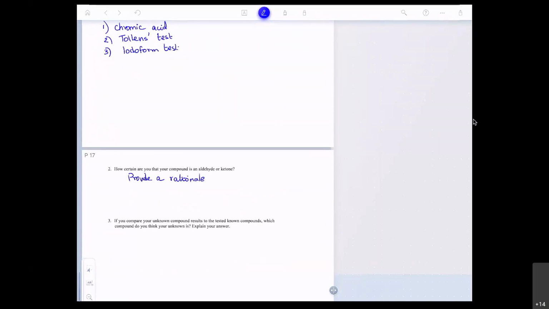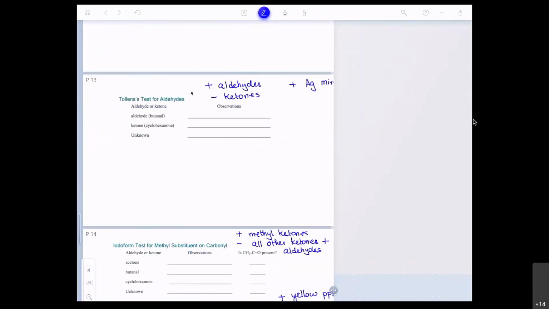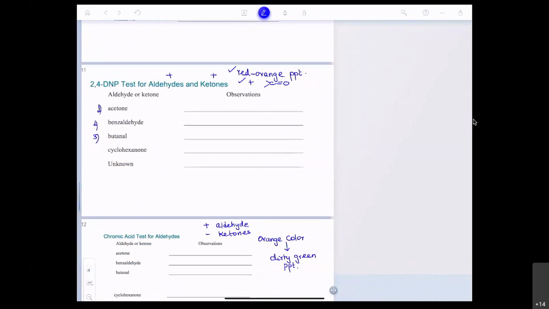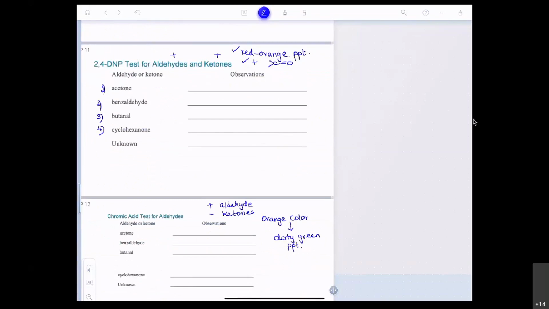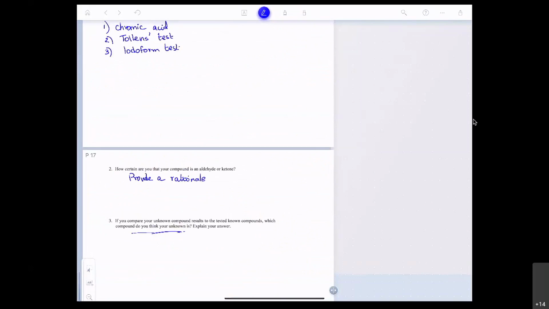If you compare your unknown compound to the tested known compounds, you're actually asked to guess what your unknown is. So your tested compounds are all given here: acetone, benzaldehyde, butanol, cyclohexanone, okay? So your unknown should be one of those four. You want to come up with the actual name of the unknown there. So fairly straightforward lab. I think you should be able to handle this well.